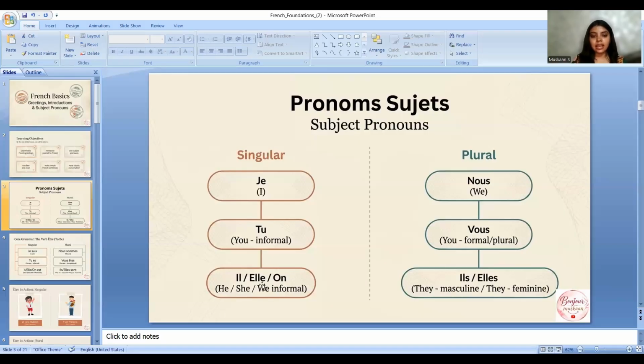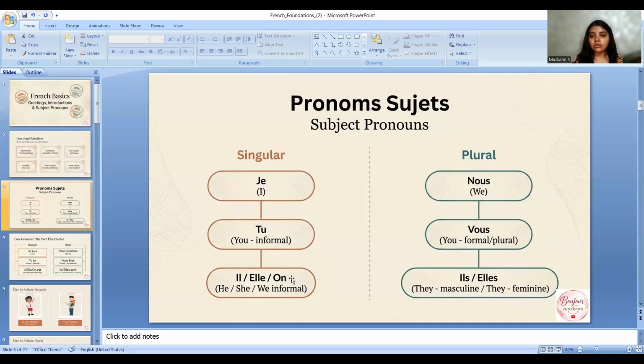Il is he, elle is she, and on is we. It is also an informal way. Okay, so first is je, which is I, then tu, which is you, and it is the informal way. Third is il, which is he, then elle, she, on, we, which is informal as well. So let's repeat once again. Je, tu, il, elle, on.